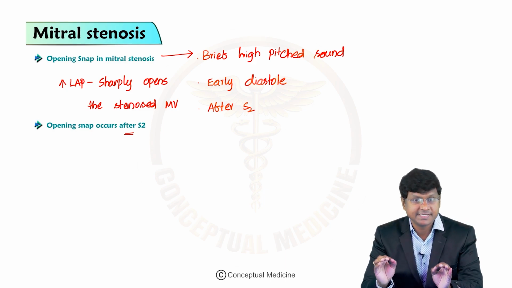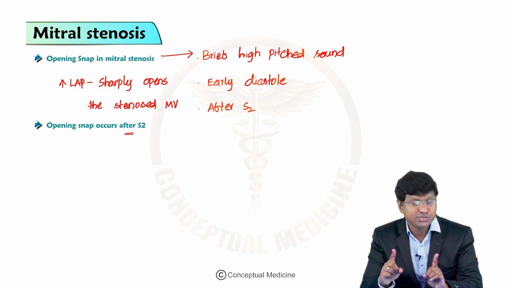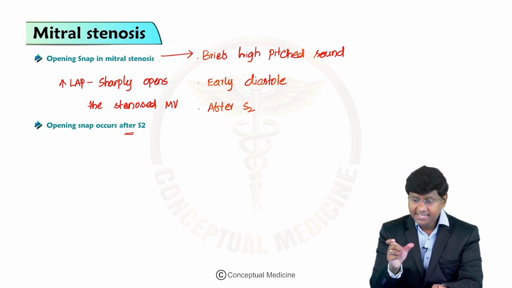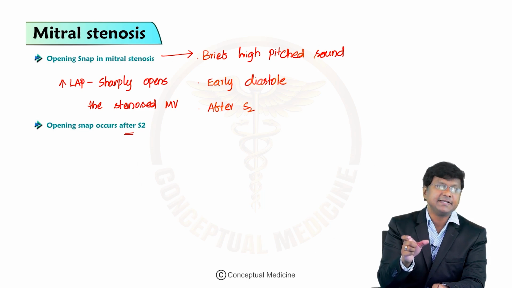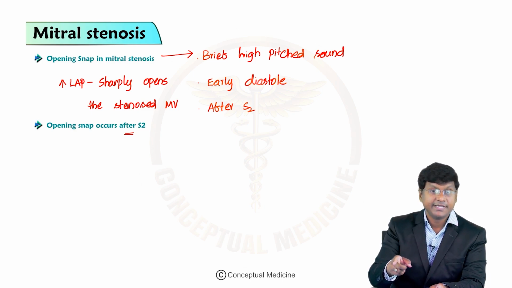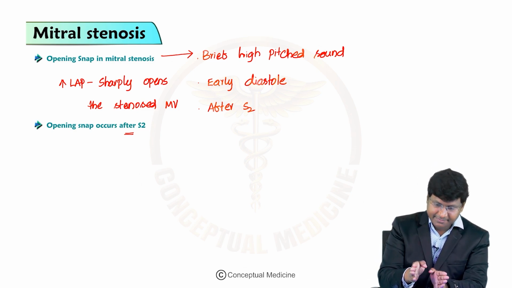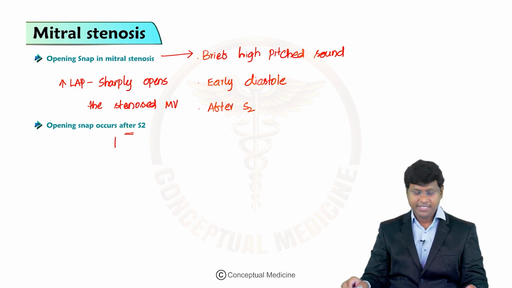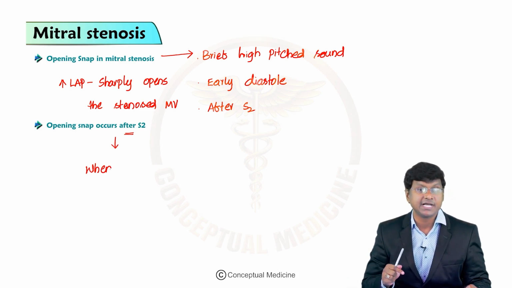So the point to emphasize is that the mitral valve does not open as soon as the aortic valve is closed. There is some delay between the closure of the aortic valve and opening of the mitral valve. And you know what that particular delay is for? That delay is required for the drop in pressure within the left ventricle, and the pressure drop should be to such an extent that it is less than that of the left atrium. Then the mitral valve opens, and the blood from the left atrium will enter into the left ventricle. So the opening snap occurs after S2.